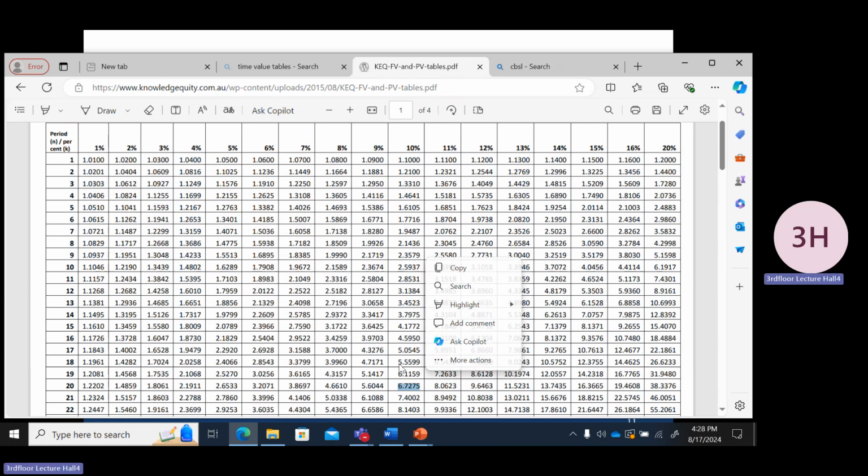You can use the time value table also. This is a single cash flow, a very simple formula. You can calculate the future value interest factor using the formula. But for annuities, the formula is difficult. So then you can go to the time value table. From the time value table, you can extract the factor.